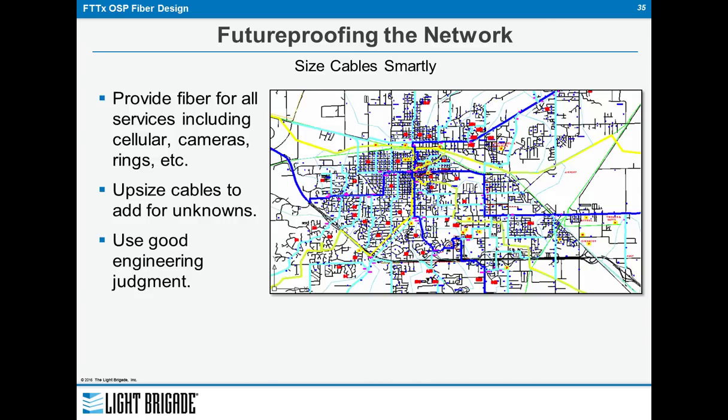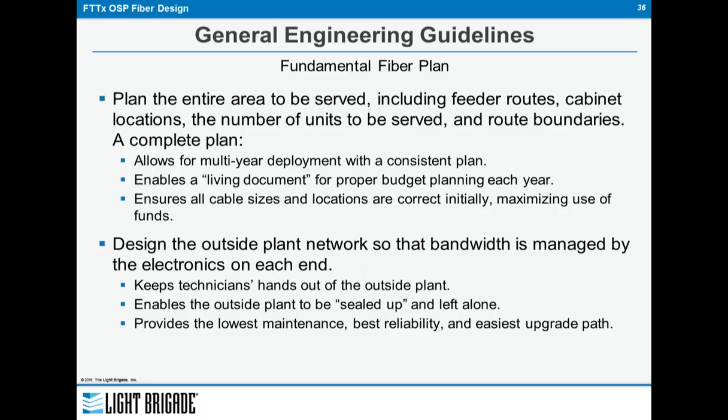To future-proof your network in the fundamental planning process, look at all the potential users. If your city has safety cameras as part of the municipality, are they on fiber? That presents a whole new class of users. Traffic lighting. Security. Use good judgment.